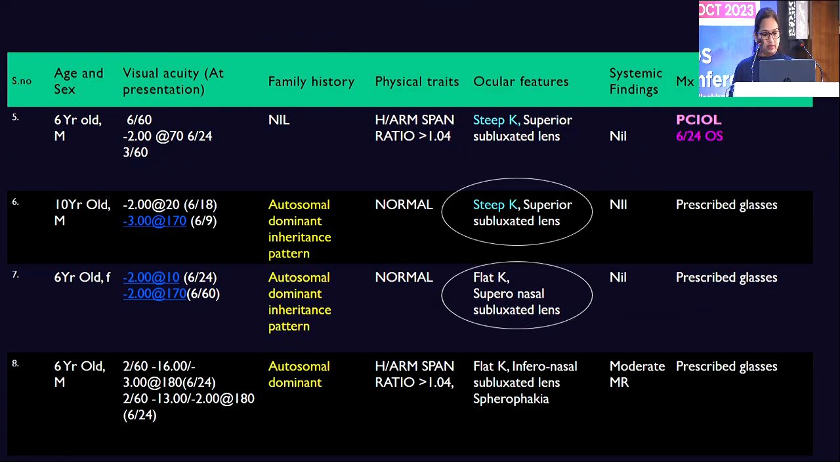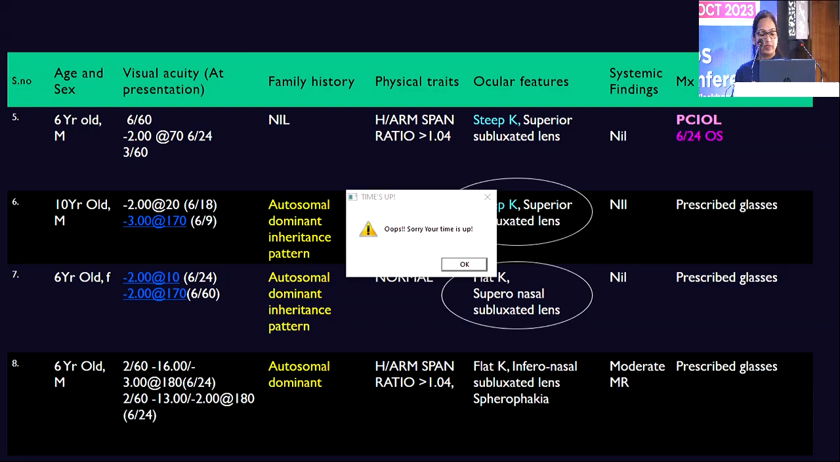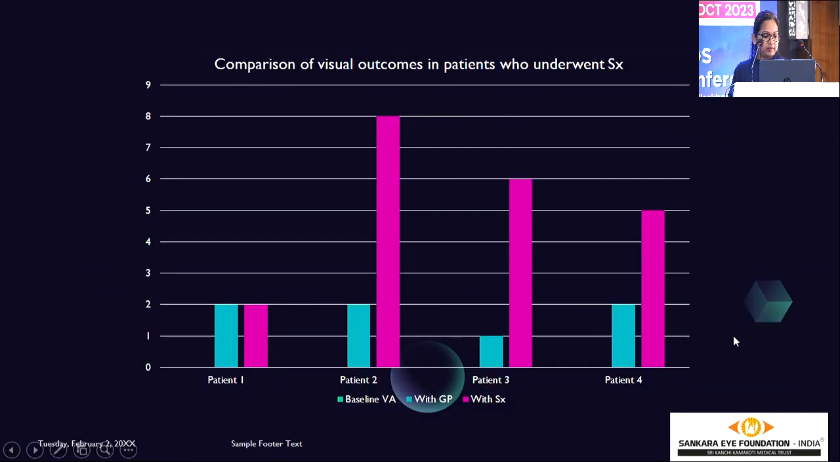A 6-year-old male again, but this time he had a steep cornea and superior subluxated lens who underwent PCIOL. Since the bag had not dislocated, there is no gross dislocation, and with an 8 mm pupil, the bag was still in the pupillary axis. And there is another family where 10-year-old and 6-year-old children came to the hospital with a grandfather who was wearing +10 glasses, because of which we understood that it might be of some syndromic nature. And both were prescribed glasses.